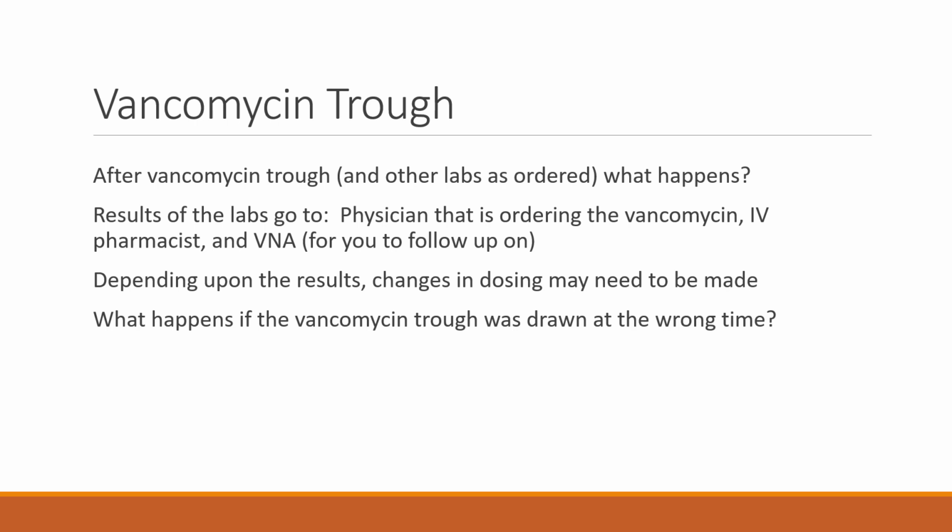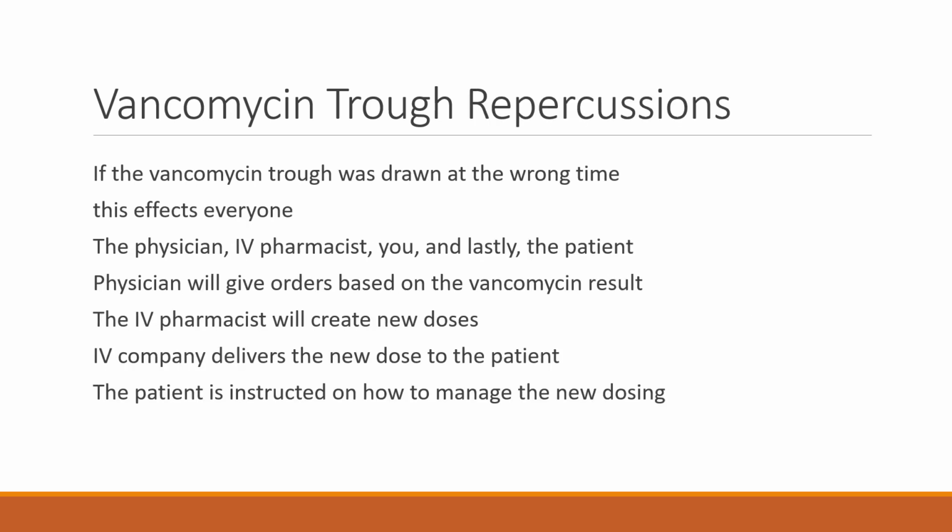And what happens if the Vancomycin trough was drawn at the wrong time? Let's talk about that. If the Vancomycin trough was drawn at the wrong time, this affects all those players we just talked about: the physician, the IV pharmacist, you, and the patient. The physician will give an order based on the Vancomycin trough result. The IV pharmacist will create any new doses or change in dose, and then the IV company delivers the new dose to the patient. And then the patient is instructed on how to manage that new dosing.